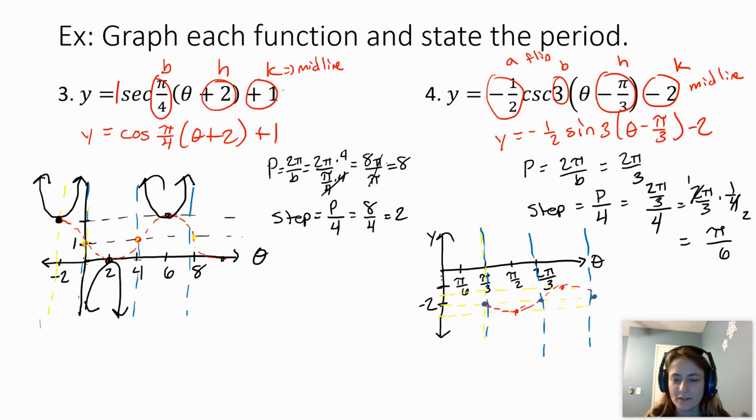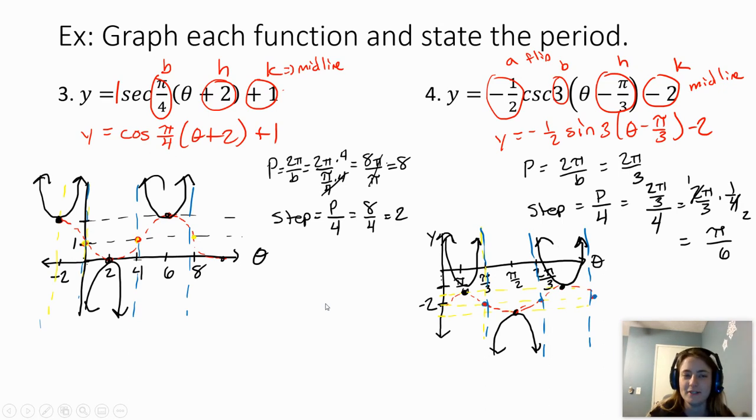And of course we could continue this graph like that. And we know that cosecant and sine would touch at the peaks and valleys, these 3 spots here, and we're not crossing the vertical asymptotes, making these U shapes. And that's our graph there.